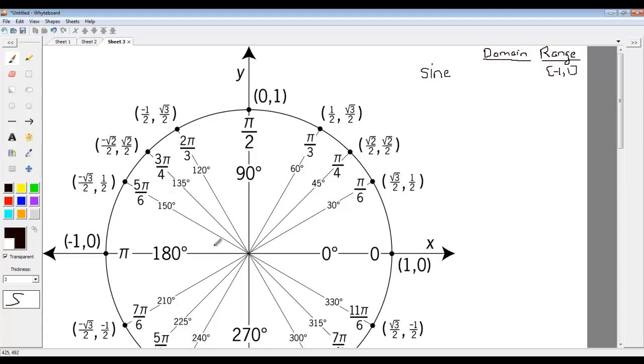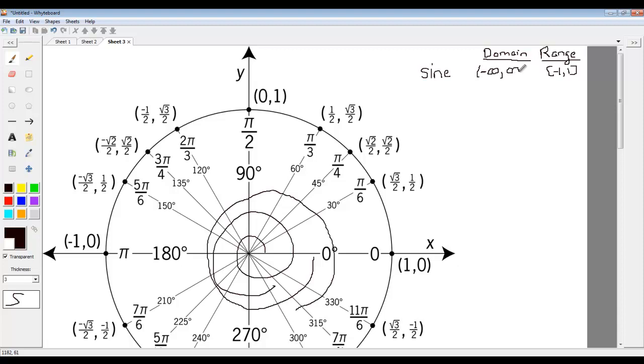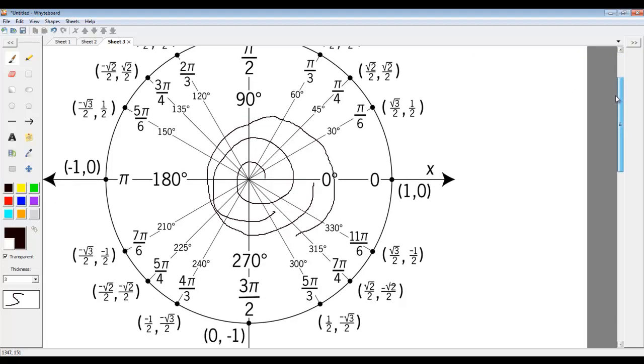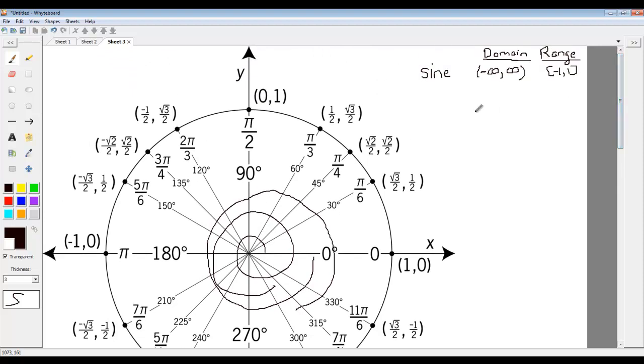Anything from 0 to 360. And then you could keep going. You can keep going around and around. Or you can also go the opposite direction. Go negative direction and do negative angles. So the domain, you can take the sine of any real number. But then the answer is always going to fall somewhere from -1 to 1. And it can include -1 and 1, if you look at those ordered pairs.